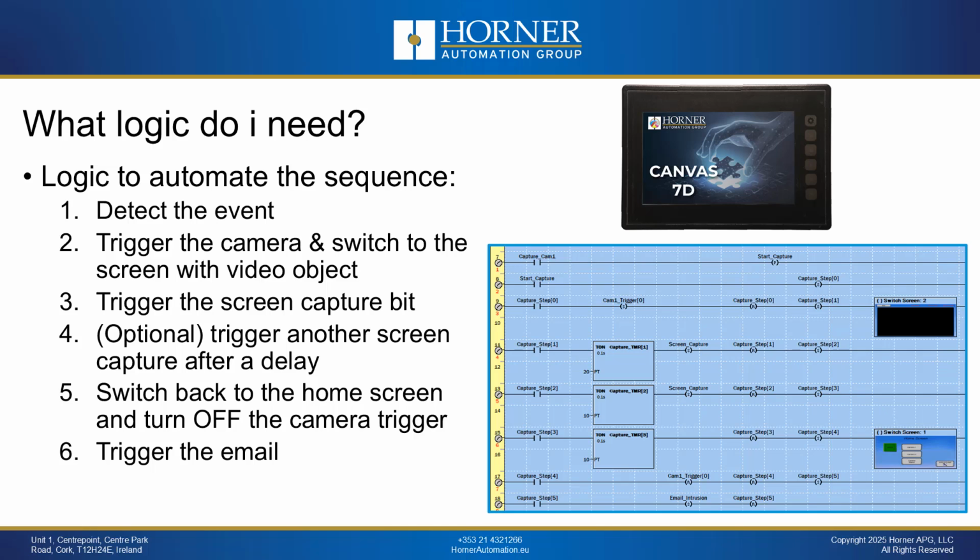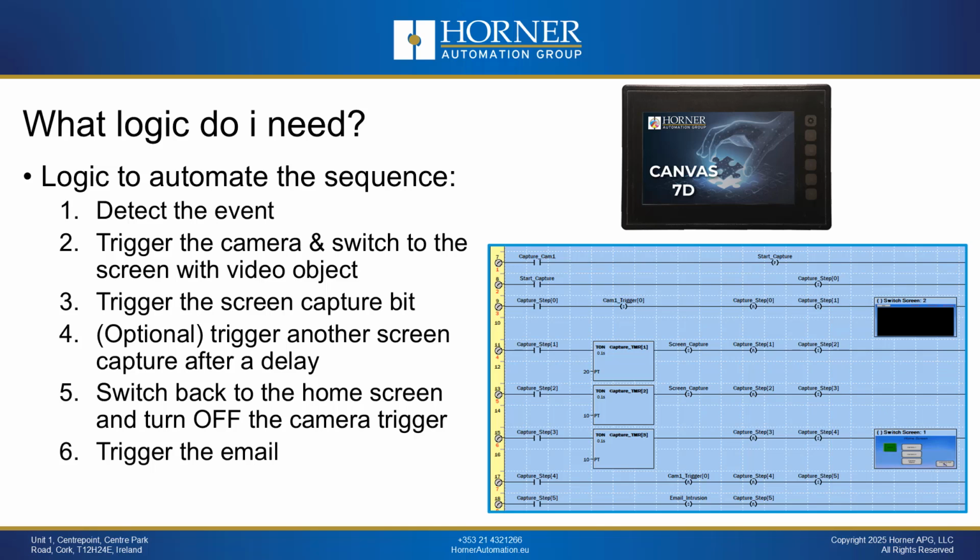If multiple images are to be captured, additional delays and triggers can be programmed accordingly. After capturing the required images, the logic switches back to the home screen and deactivates the camera trigger. Finally, the email trigger is activated to send the notification. It is important to note that when the screen capture trigger is activated, the OCS firmware automatically deactivates it once the capture is complete.